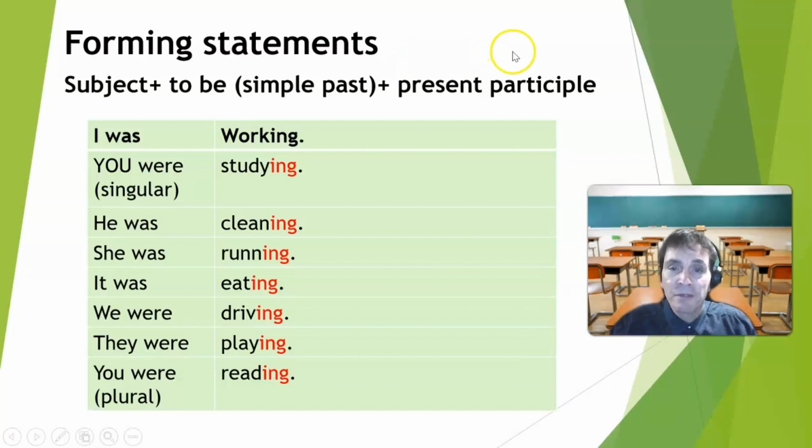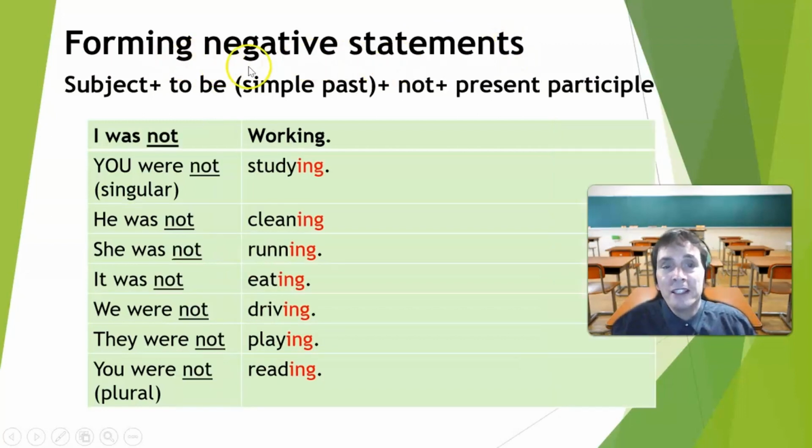That's forming statements. Now, when it comes to forming negative statements, it's very similar. We're going to have a subject, to be in the simple past, and then between the verb to be and the present participle, we are going to have not in there to make it negative. So we will say, I was not working. You were not studying. He was not cleaning.